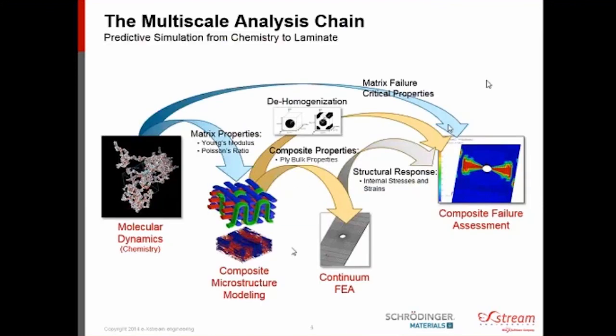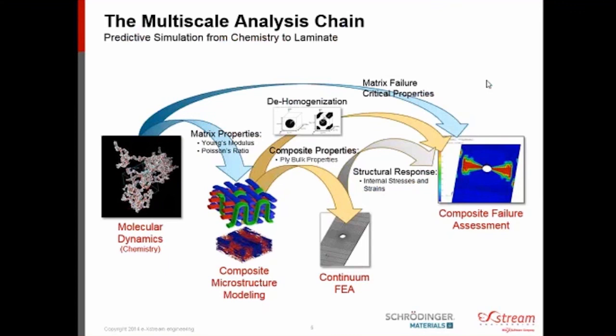So what do you need in order to do that? How does that work exactly? So you need to have a multi-scale analysis chain. You have to have one that works and passes the information from one level to the next, in a way that is physically consistent and predictive.